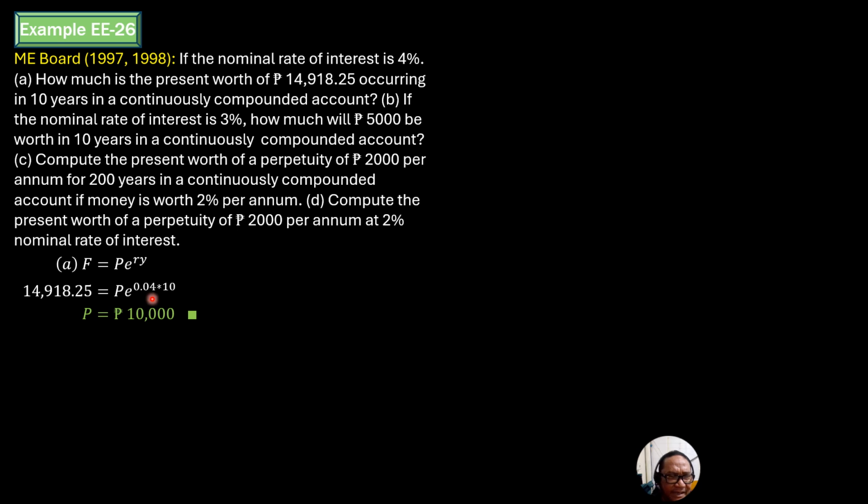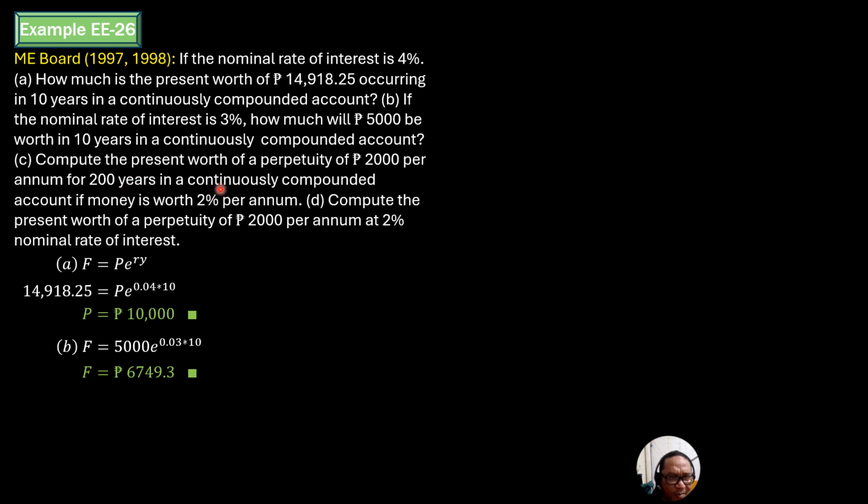For part B, it's the same. This time we're looking for F. So F is P e to the 0.03 times 10. This time we have a 3% nominal rate of interest, and the period is still 10 years. So F is equal to 6,749.3 pesos.